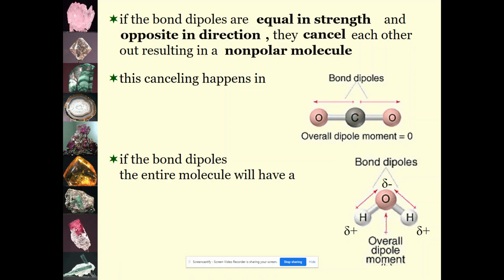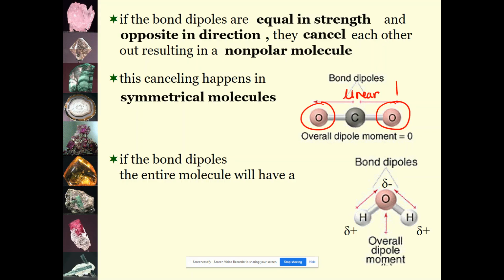Let's say you have CO2, carbon bonded to two O's. The bond dipoles are equal in strength because they're both carbon to oxygen bonds. And they're in opposite directions because they're 180 degrees across from each other, as this is a linear shape. So in other words, the canceling will happen as long as it's a symmetrical molecule, and specifically your terminal atoms, the atoms at the end of the molecule, are the same element.